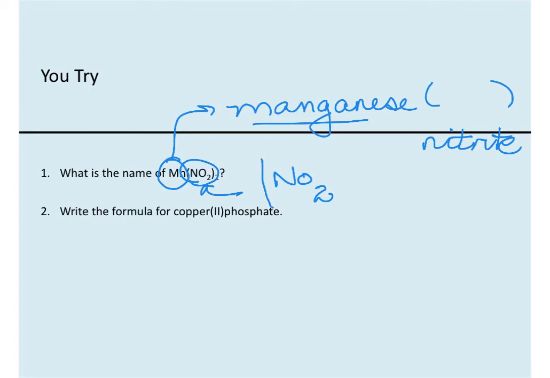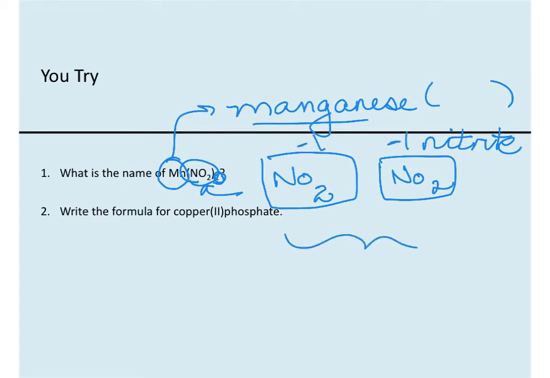So I'm going to do my little pictures. I have 2 nitrites. I'm going to draw my little boxes for them. And each one of those has a -1 charge. So my total negative charge is -2. So that tells me that the manganese has to be +2. There's only one manganese in this. All right, so my final name then is manganese(II) nitrite.